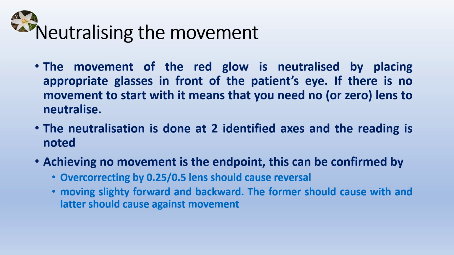Achieving no movement is the endpoint, and this can be confirmed by overcorrecting by 0.25 or 0.5 diopter lenses. It should cause a reversal of the movement. Moving slightly forward or backward, the former should cause with movement and the latter should cause against movement.